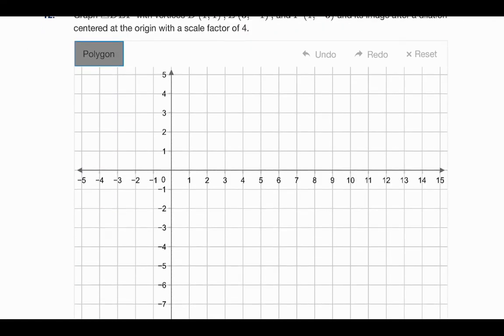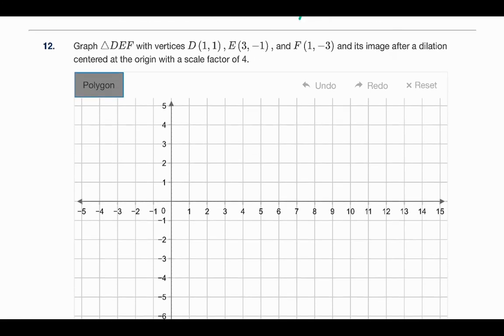All right, graph DEF with vertices D at 1, 1, E at 3 and 1, F at 1 and -3. Sorry, E should be 3 and -1, not 3 and 1. So E is 3 and -1, and F is 1 and -3. And an image after the dilation centered at the origin with a scale factor of 4.